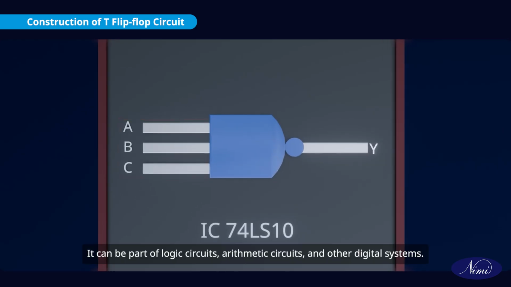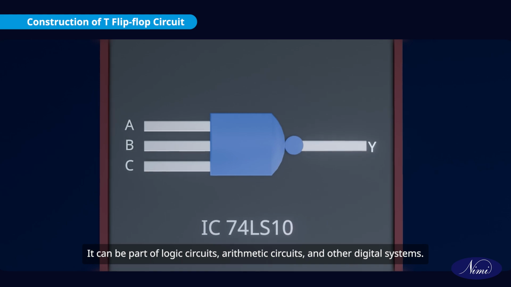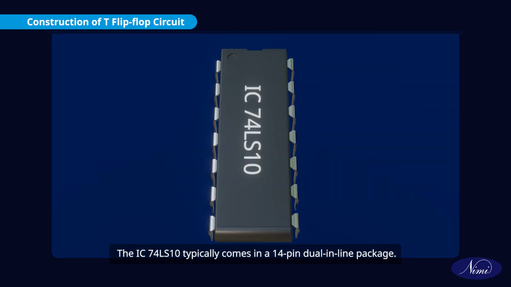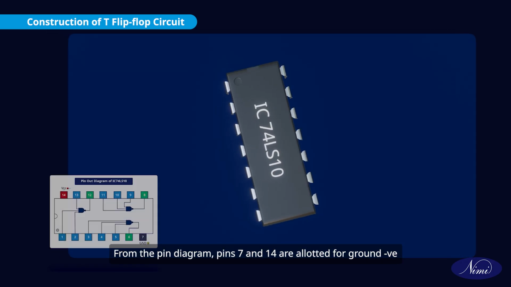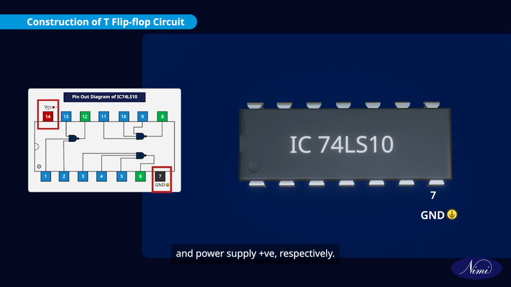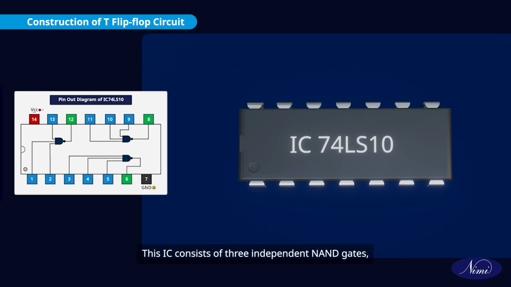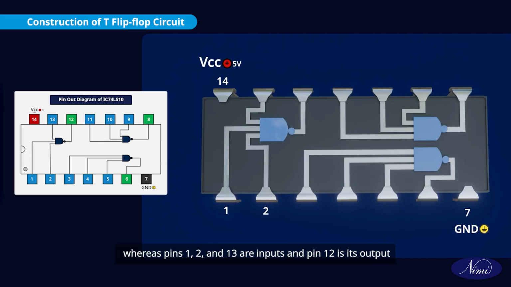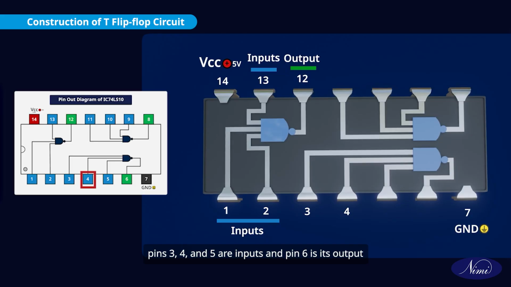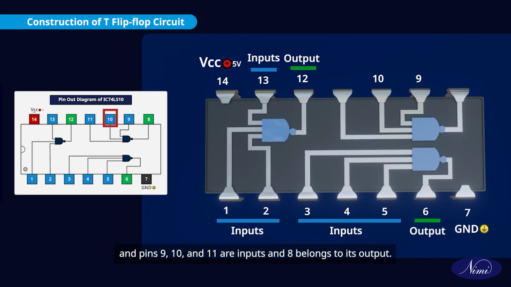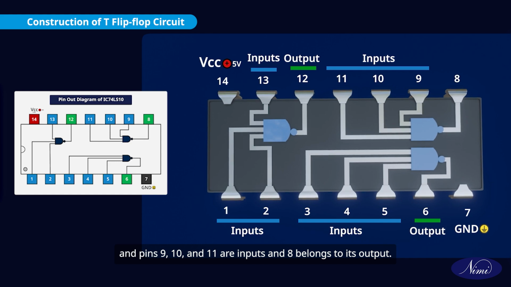It can be part of logic circuits, arithmetic circuits, and other digital systems. The IC74LS10 typically comes in a 14-pin dual inline package. From the pin diagram, pins 7 and 14 are allotted for ground negative and power supply positive respectively. This IC consists of 3 independent NAND gates, where pins 1, 2 and 13 are inputs and pin 12 is its output. Pins 3, 4 and 5 are inputs and pin 6 is its output. Pins 9, 10 and 11 are inputs and pin 8 is its output.